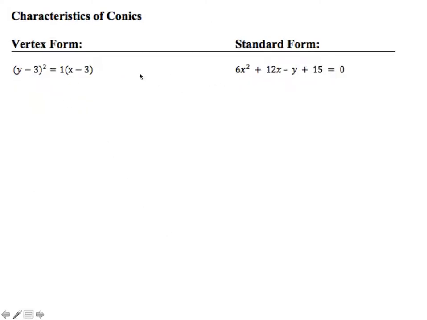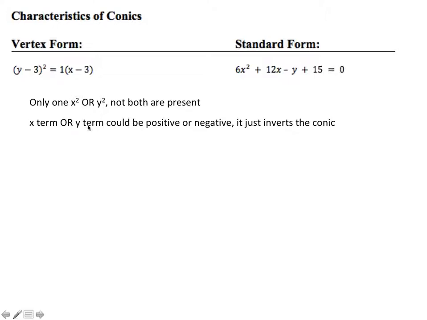Then if you look at these expressions, the first thing we're going to notice is that only one is squared. So this x is squared, but the y is not. And if we FOIL this out, this y would be squared and this x would not be. So already we know that this is going to be some sort of parabola, because we're missing a squared on one of the terms. And it doesn't matter if the x term and the y term are positive or negative. It just inverts the conic. So it's either going to make it an up or a down, or a left or a right. So the signs in front of the x's and the y's don't matter.